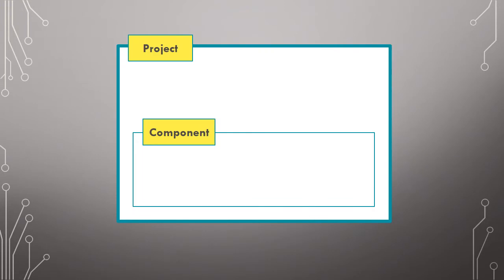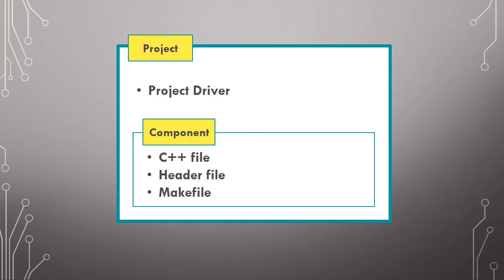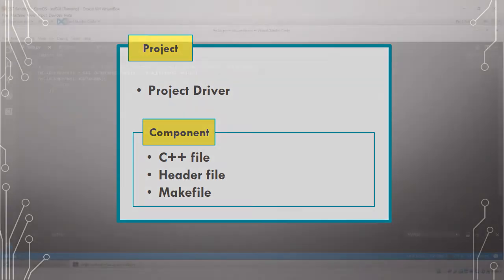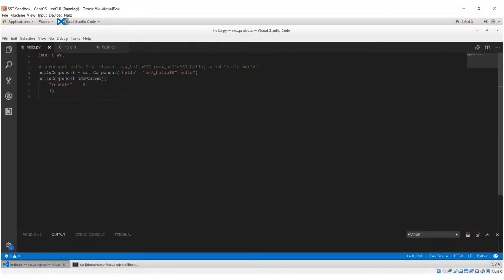Let's start with a very simple model, one that you are probably familiar with. This custom model has only one component and generates the phrase, "Hello World." Our custom model contains the required project driver file, C++ file, a header file, and a make file. All SST components are written in C++.